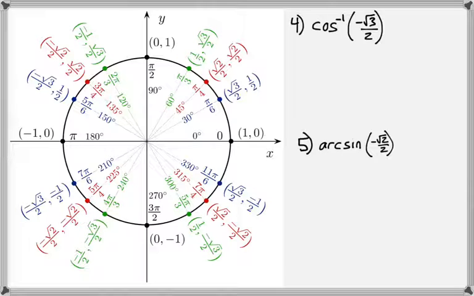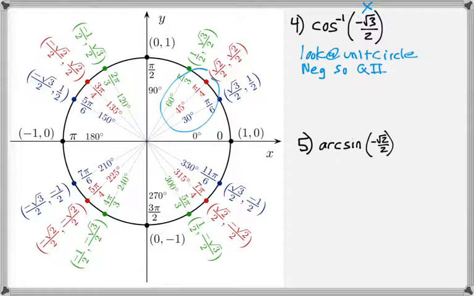On number 4, it wants us to find the inverse cosine of negative square root of 3 over 2. And cosine is talking about the x, and we need to look at the unit circle. And this is negative, so it's going to be quadrant 2. Again, inverse cosine is in quadrant 1 and quadrant 2, and if it's negative, it's quadrant 2. So I'm looking for where x is negative square root of 3 over 2. That's right here. So it is going to be 5 pi over 6.